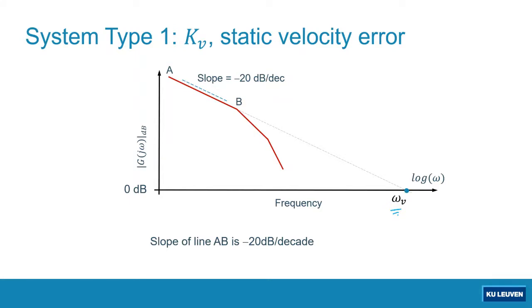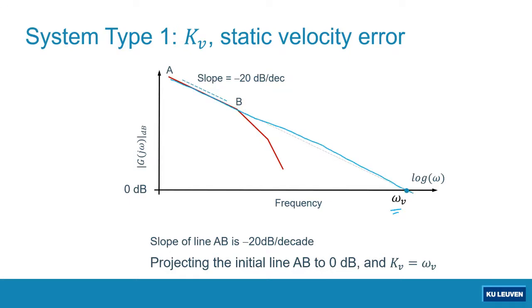How do we estimate the static velocity error constant? Very simple. The static velocity error constant is equal to the omega v there. So you just simply have to extend this magnitude plot until it crosses the horizontal axis, and read where it crosses the horizontal axis. The point where it crosses will tell us the static velocity error constant.